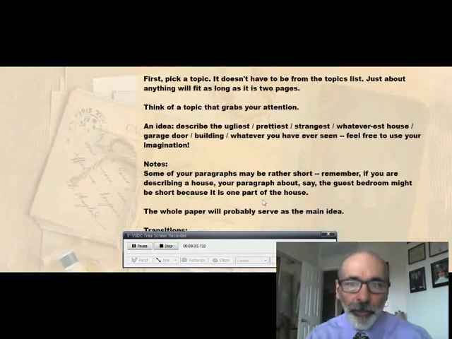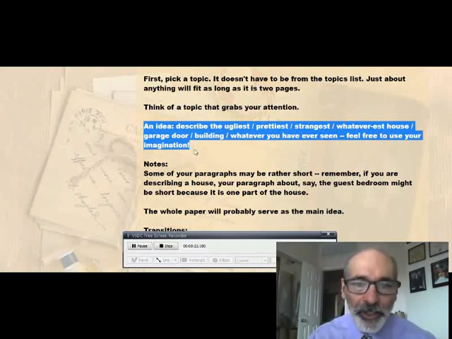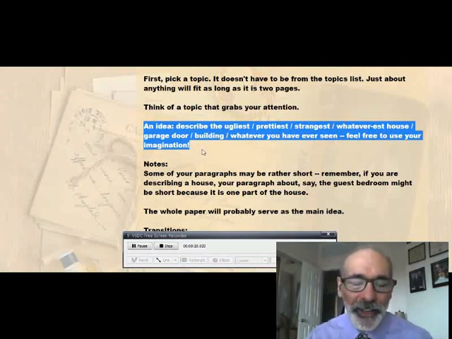Okay, now I'm going to back up here for just a moment about this idea. I got this idea a few years ago, when I was listening to KFYO out of Lubbock. And they started talking about something about garage doors. And I thought, this sounds like an interesting way to do a descriptive essay.